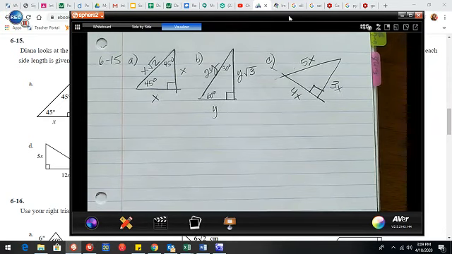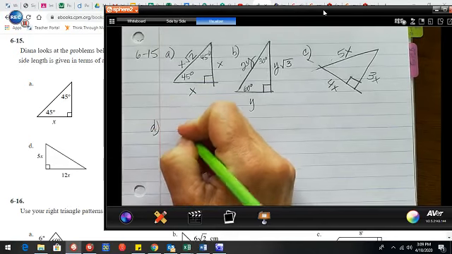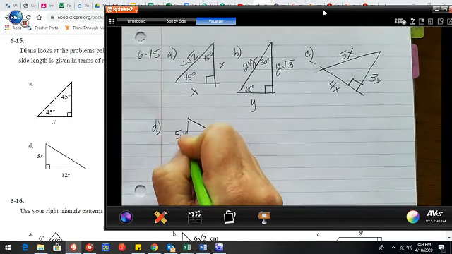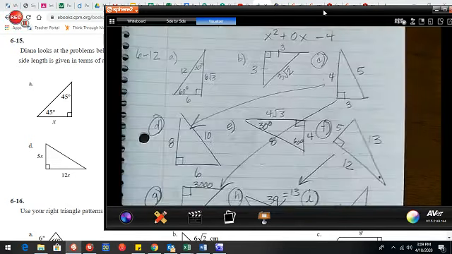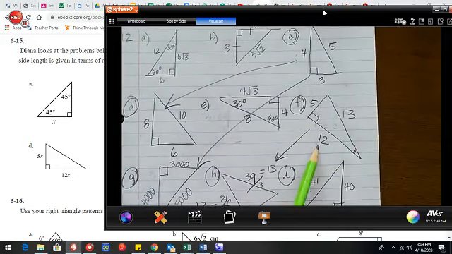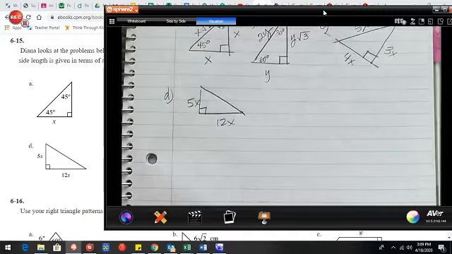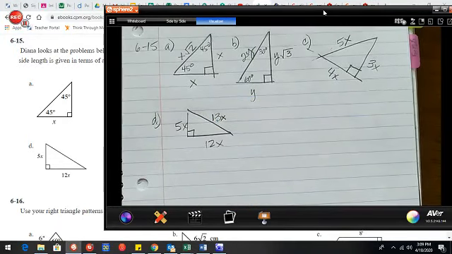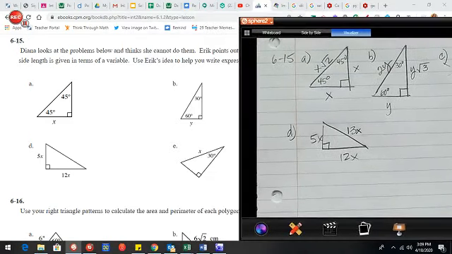Okay, part D is 5x and 12x, so that's a triple. We just used this. Okay, so 5, 12, 13 is a very common triple. I'm not going to do Pythagorean theorem when I see this. I may not recognize it right away, but if I can save time, I'm just going to do that.